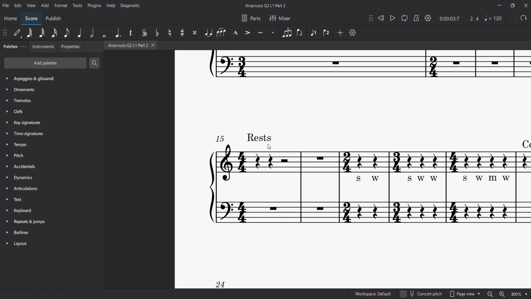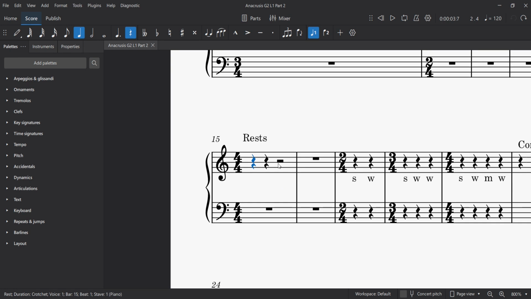A crotchet rest looks like this, and it is positioned in the center between lines 2 and 4 on the stave. As a crotchet, it will last for 1 crotchet beat. For a minim rest, it looks like this, and it rests on the 3rd line like so. Again, it will last for the length of a minim, or 2 crotchet beats.